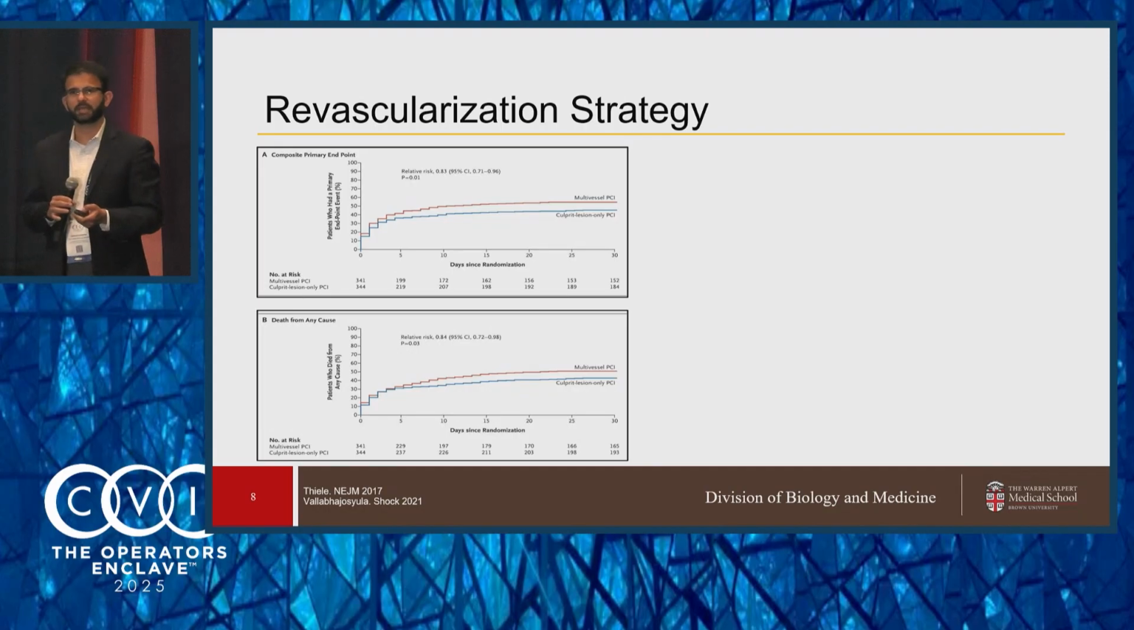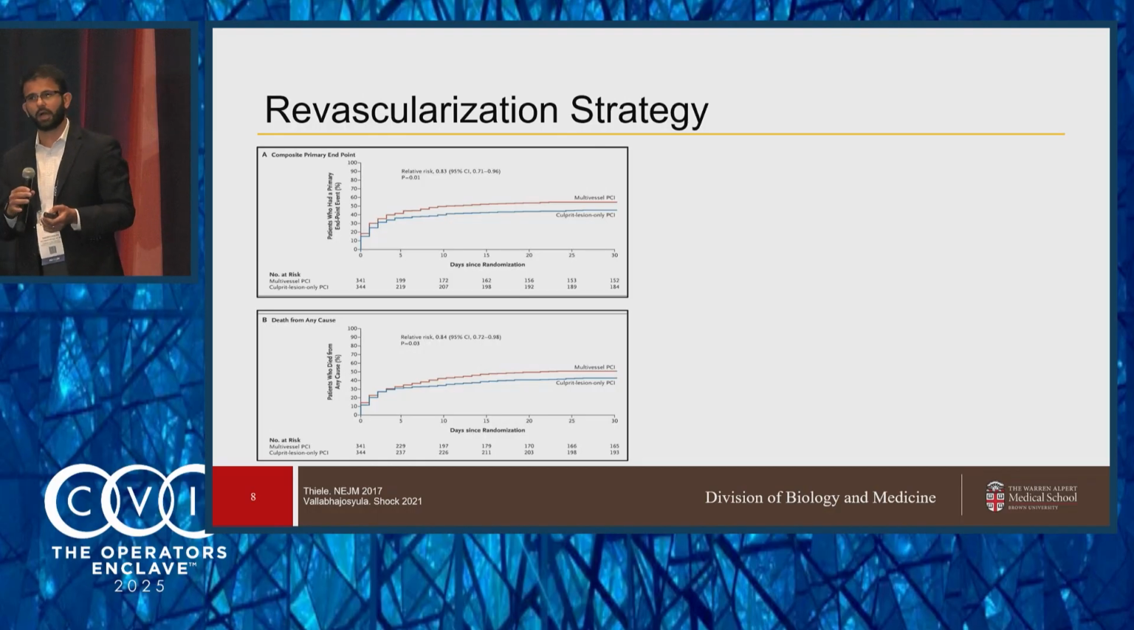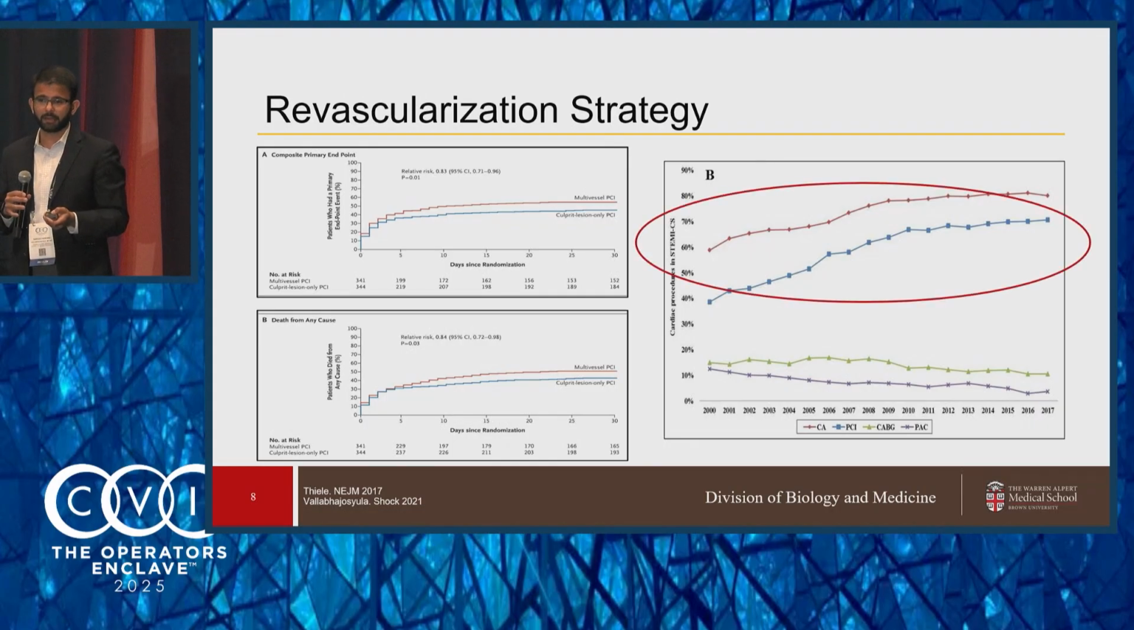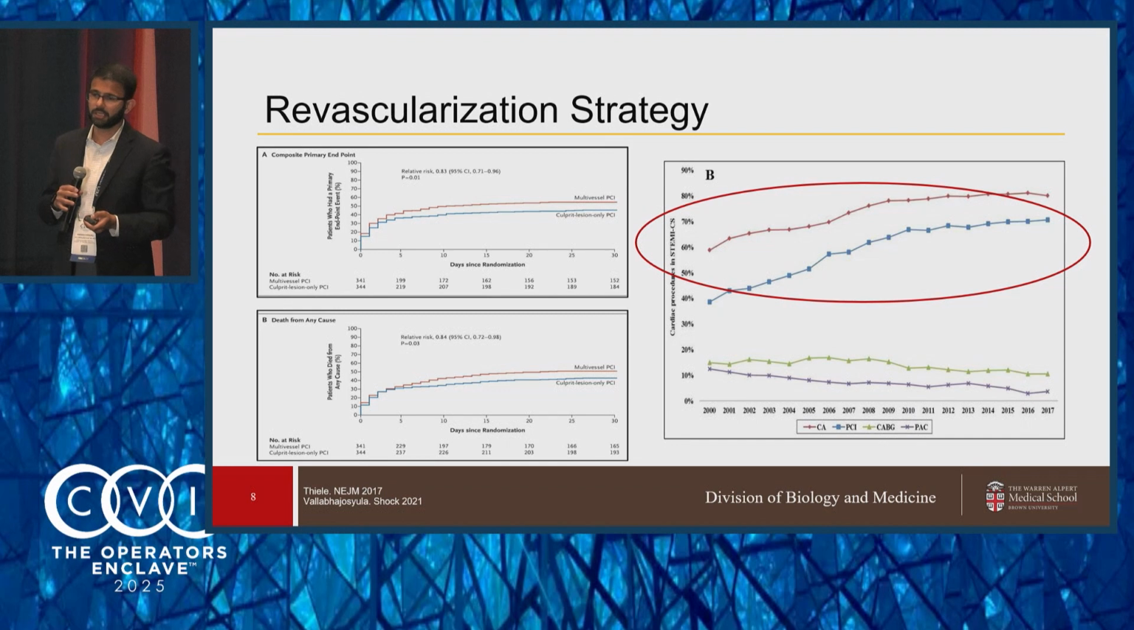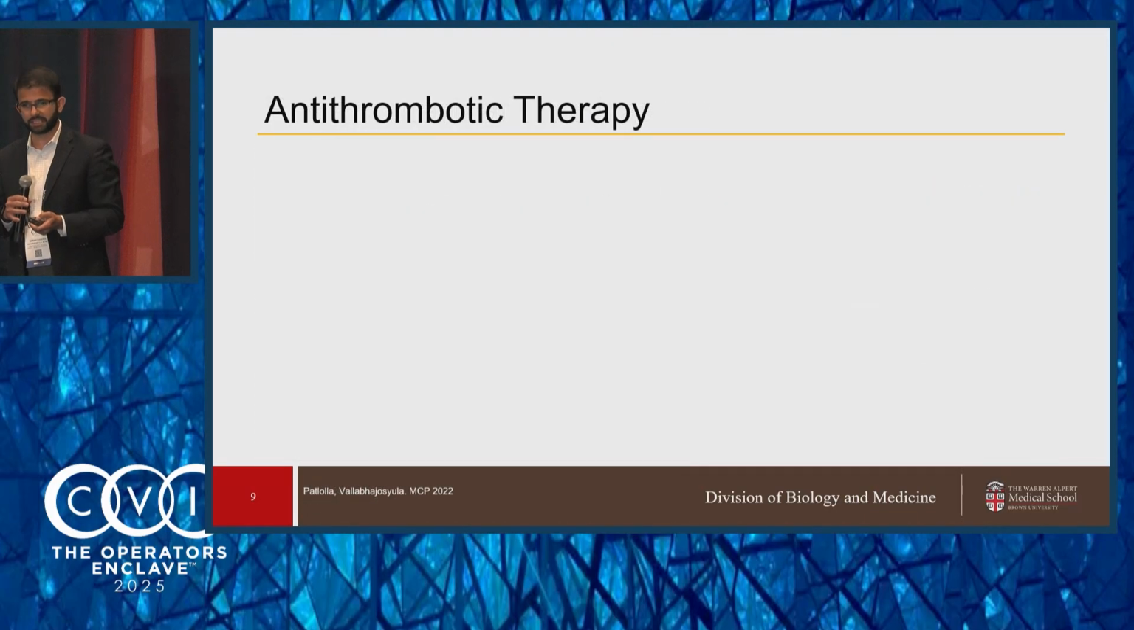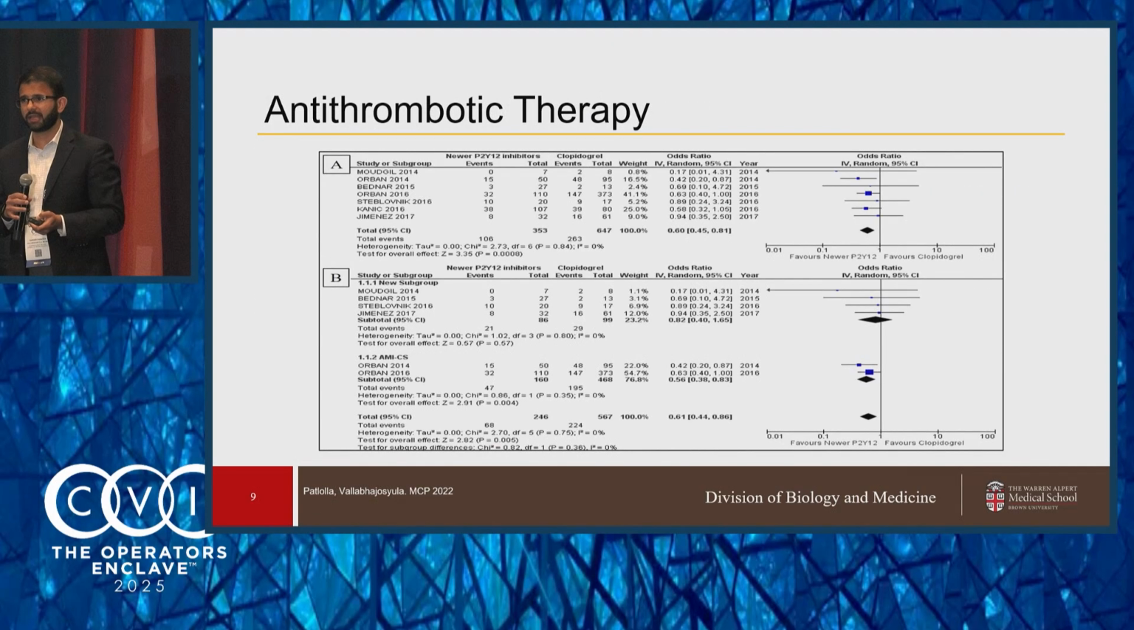Revasc strategies have then been improved upon. These are data from the CULPRIT-SHOCK trial that tell us that we treat the culprit only, get them off the table, get them into the CICU, optimize them, and bring them back for non-culprit disease as they make clinical progress or if there's a hemodynamic deterioration. These are data from our group that looked at utilization of angiography, and as you can see, despite being a class 1 recommendation, only about 60 to 70%, maybe 80% in recent times, of patients end up getting revascularization. Antithrombotic therapy, there are a lot of good data.